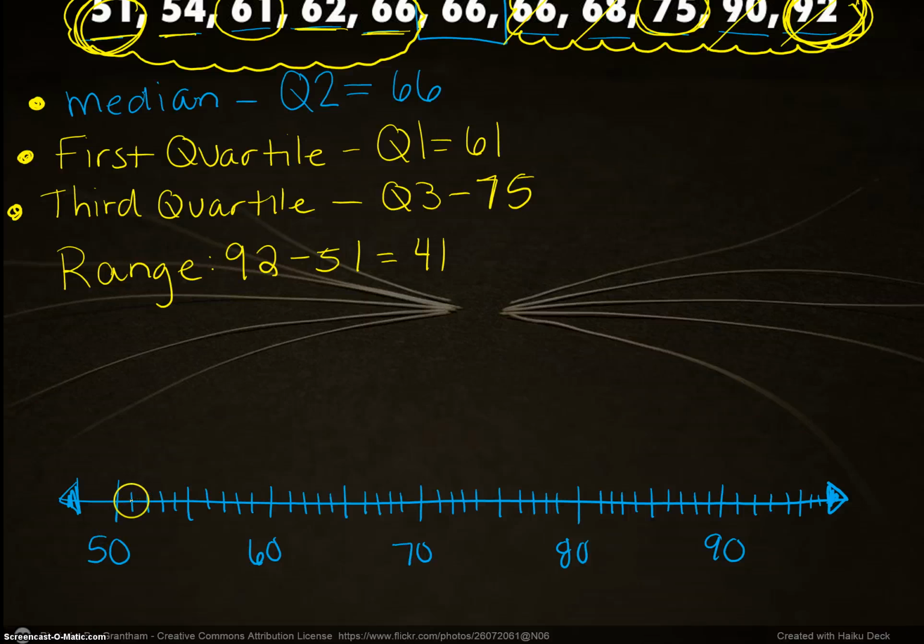So I go to 51, go above my number line, and make a dot. This is going to be a part of the whisker. I then like doing the highest number in my data set, 92, go above it, and make a dot.